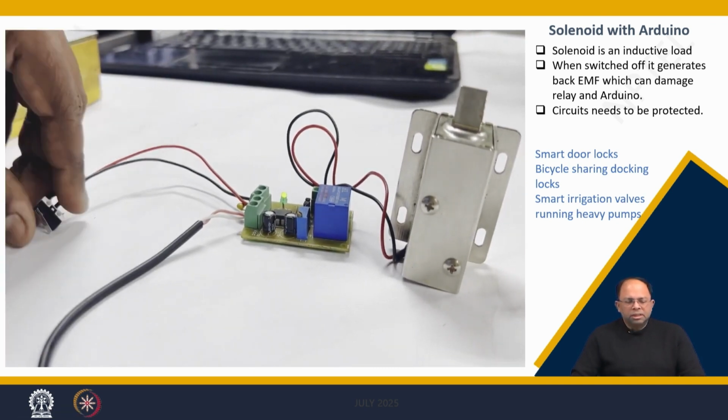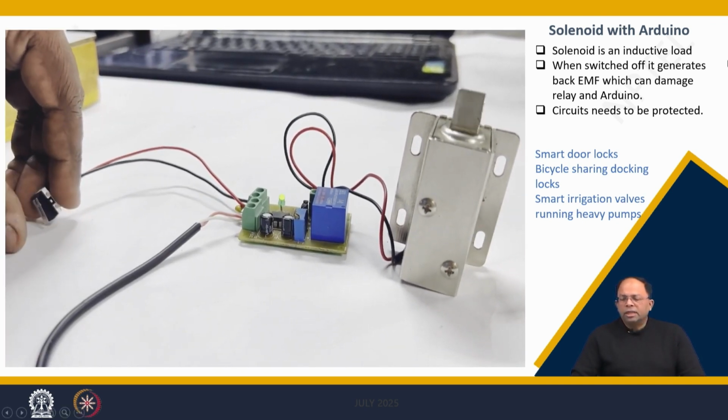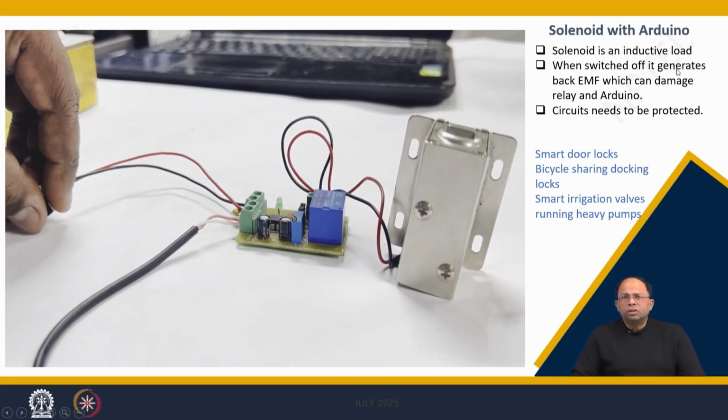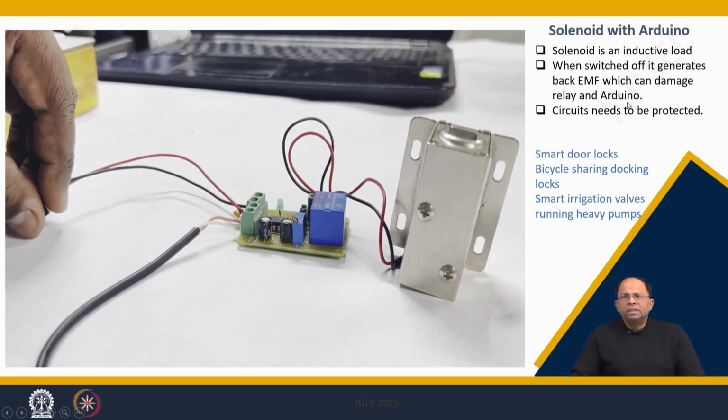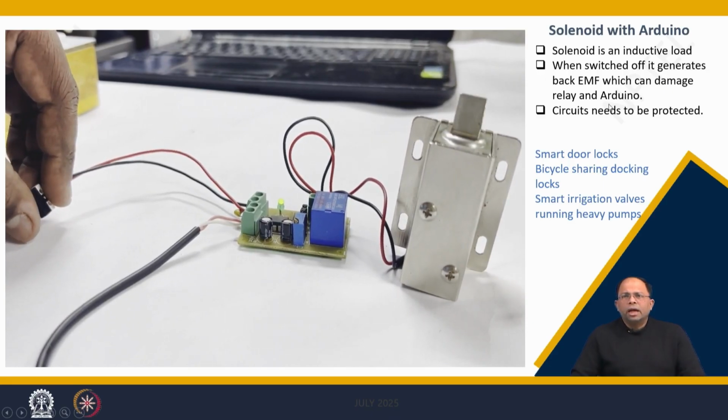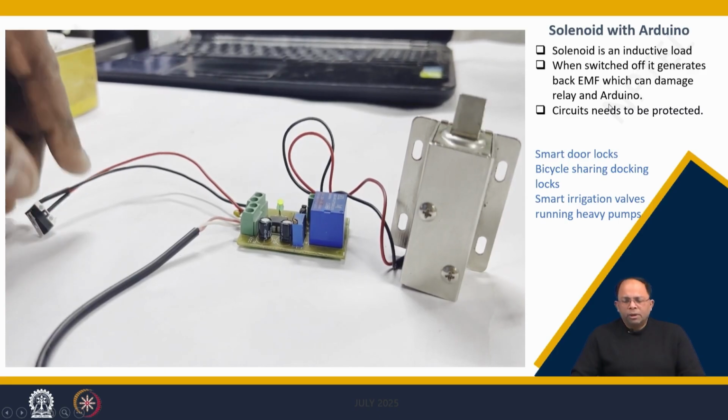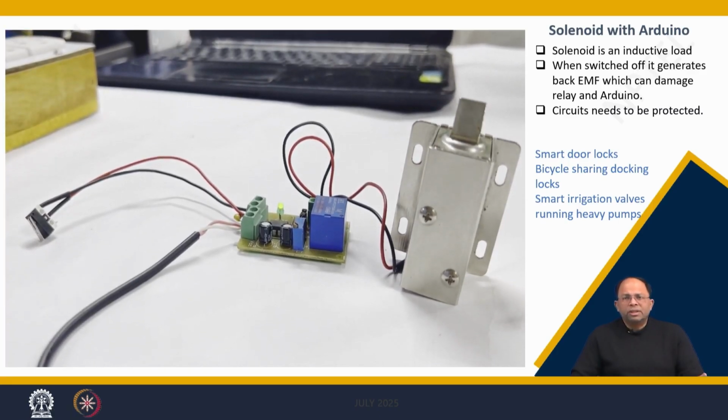So this is how this is happening, and a solenoid is also an inductive load. When switched on and off, it generates an EMF pulse which can damage the relay and Arduino. So we need to be careful about the circuit and give adequate protection to the circuits. Solenoids can be used in smart door locks, bicycle sharing docking locks, smart irrigation valves, running heavy pumps, and in many other applications. Motors and solenoids are very common actuators that we use to control devices.